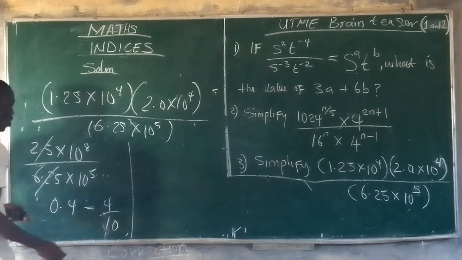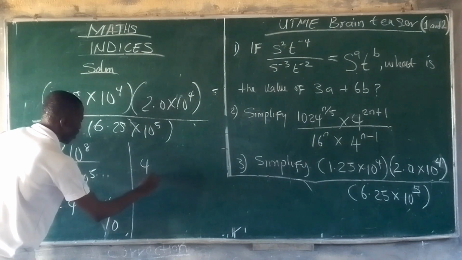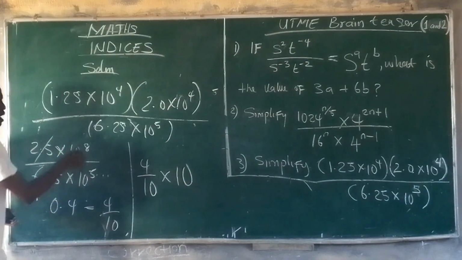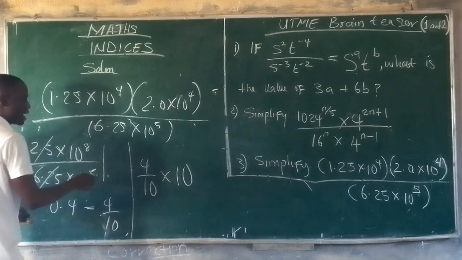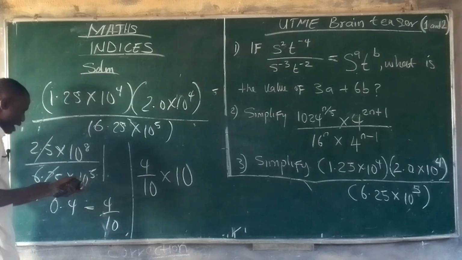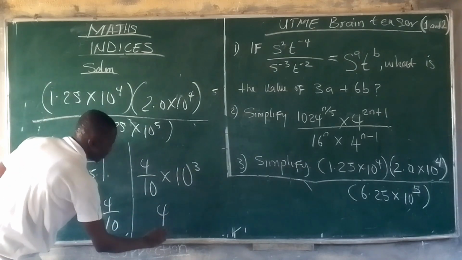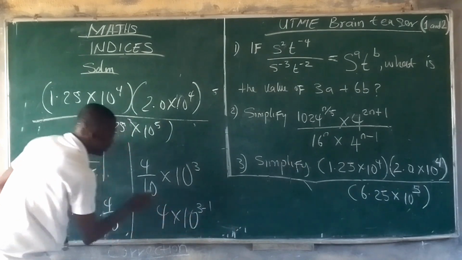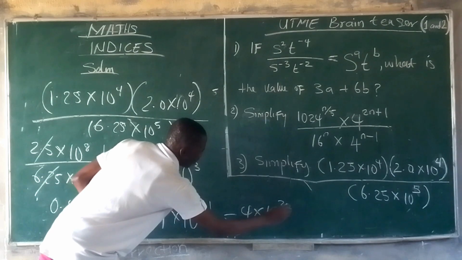And if that has occurred, what I have now is, you need to solve this one too. This is 4 over 10 times this 10 to the power of 8 minus 5. You see, you need to do that somewhere. So 8 minus 5, that will give me 3. So if I've done that, this is the same base. So what I have is 4 times 10 to the power of 3 minus 1. There's an invisible 1 here. So finally I'm going to have 4 times 10 to the power of 2.